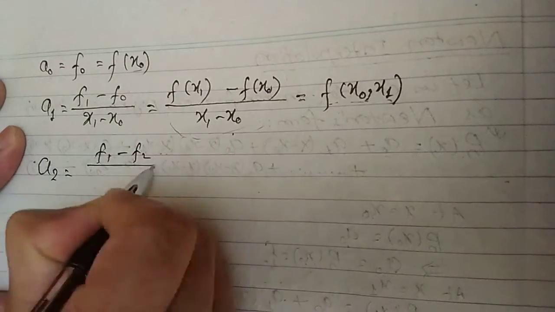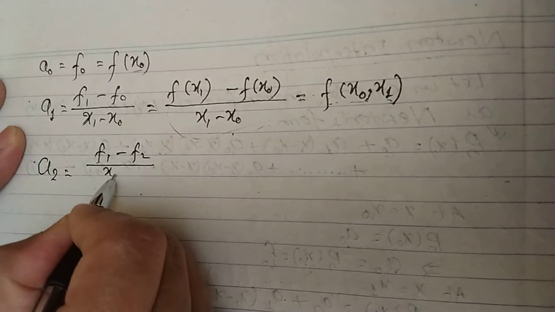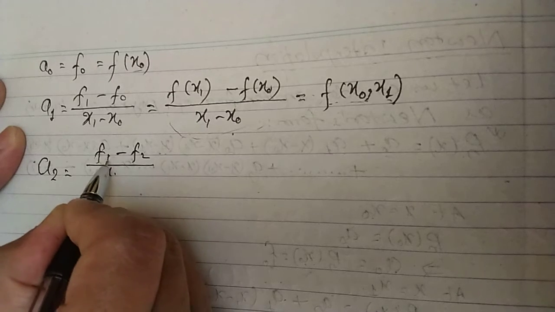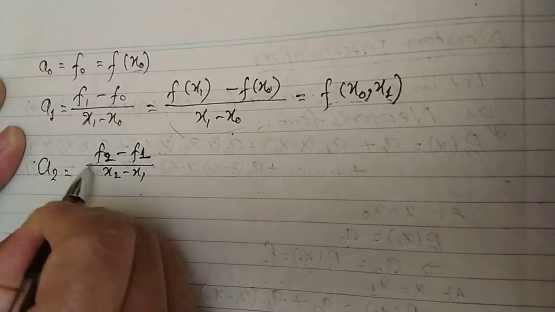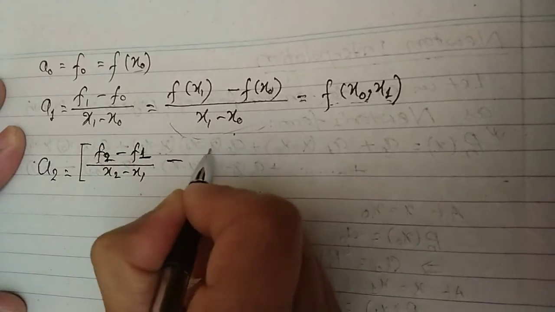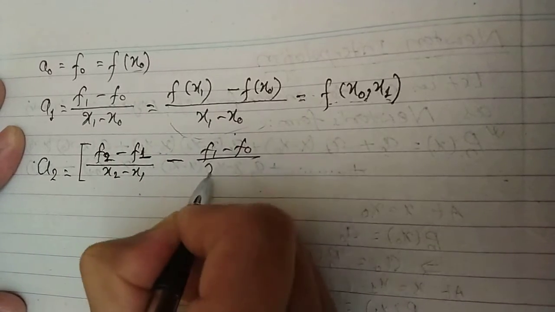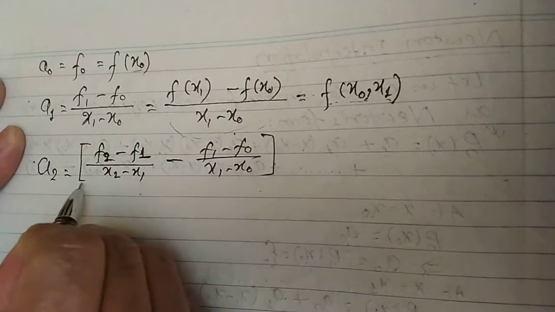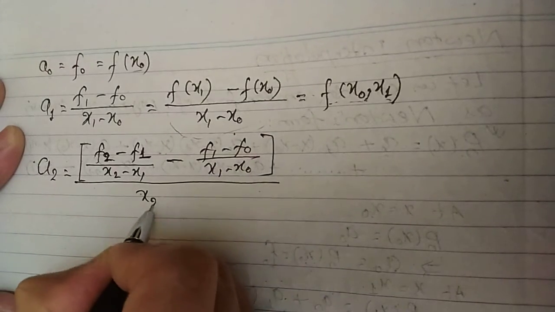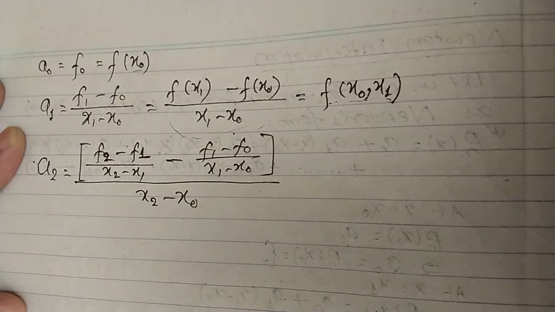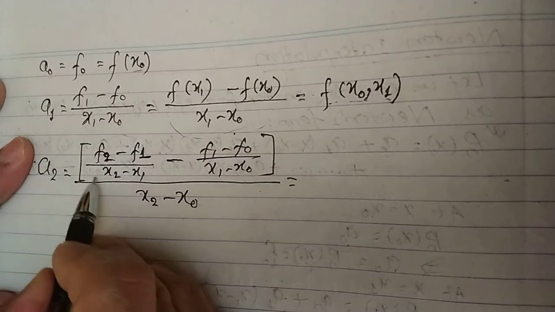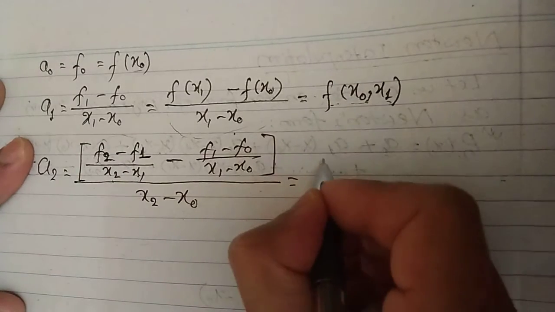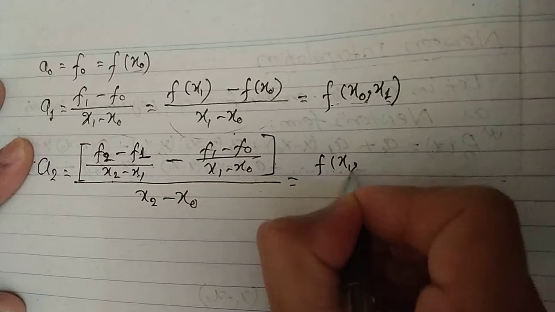f1 minus f2 divided by what? Sorry, f2 minus f1 है ना. f2 minus f1 divided by x2 minus x1, minus f1 minus f0 whole upon x1 minus x0. We have just written it down है ना, अघि डिराइभ गरेर. So divided by x2 minus x0. Right? So what is this? This is a function of x1 and x2 हो. So we can write it as like this, f x1 comma x2 हो.